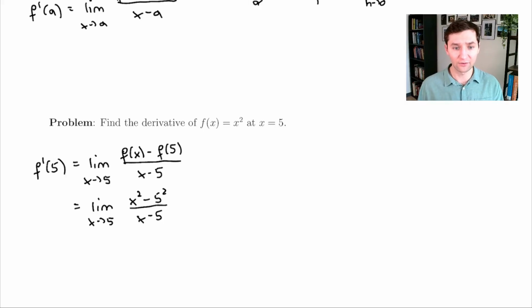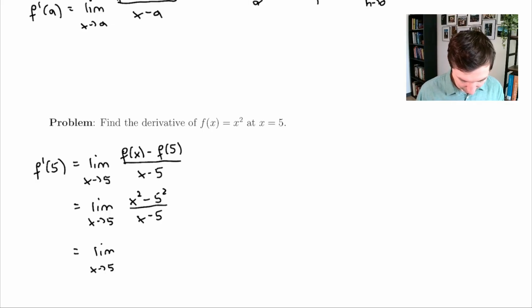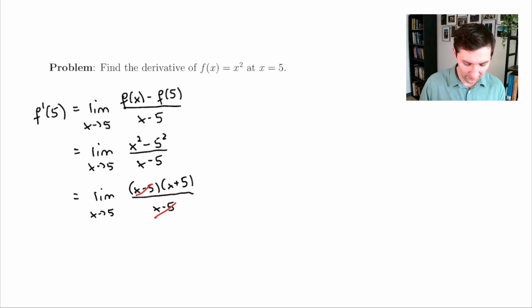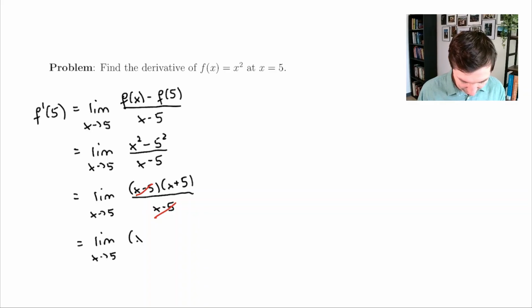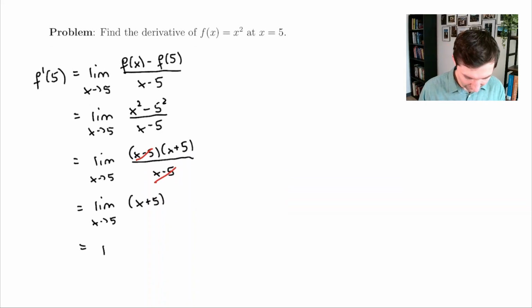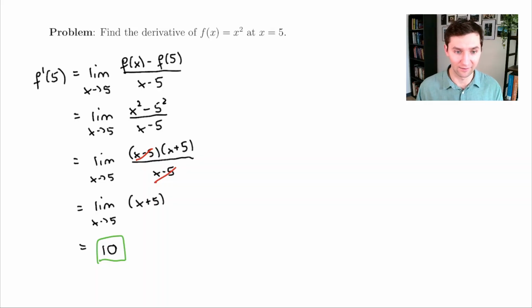This allows me to factor the numerator, and I get the limit as x goes to 5 of x minus 5, x plus 5 divided by x minus 5. x minus 5 in the numerator divides out with x minus 5 in the denominator, and I get the limit as x goes to 5 of x plus 5. Nothing stops me now from plugging in 5 to compute this limit. When I do so, I get 10. So the derivative of this function at x equal to 5 is 10.